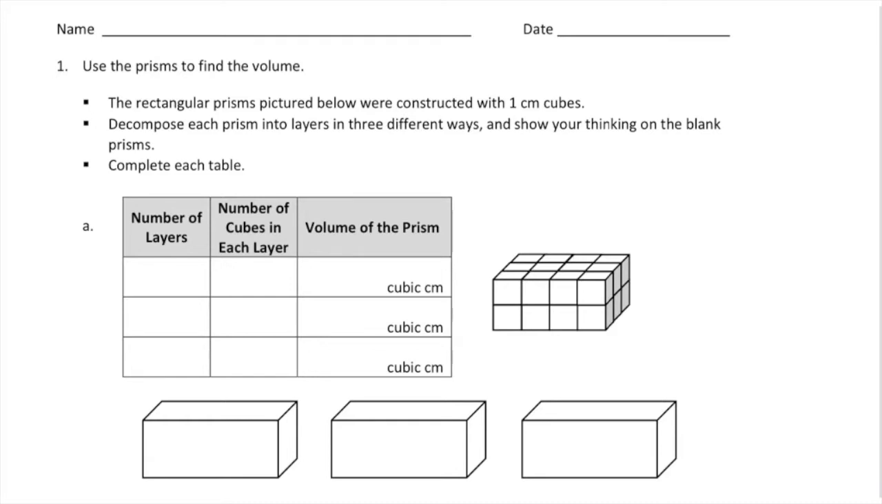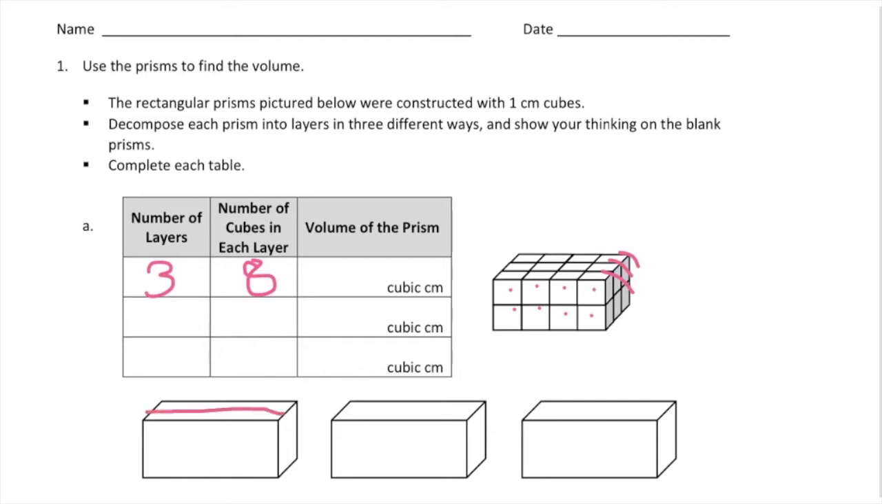Okay. So there are 1, 2, 3, 4, 5, 6, 7, 8 on the front side. So number of cubes in each layer is 8. And then I see 1, 2, 3 layers. So number of layers is 3. And the way that they want you to draw it down here is to show what you're thinking in the prism. It's a little tricky, but I think you can figure it out.